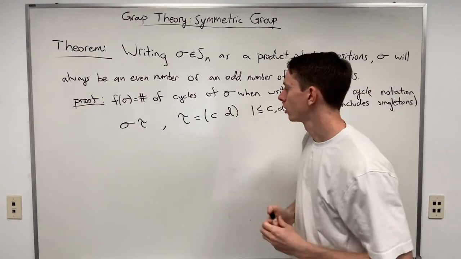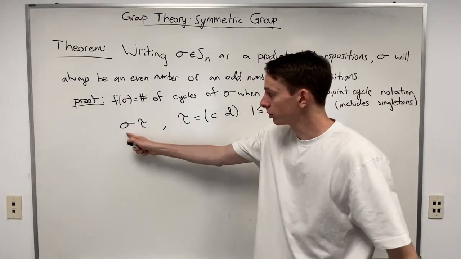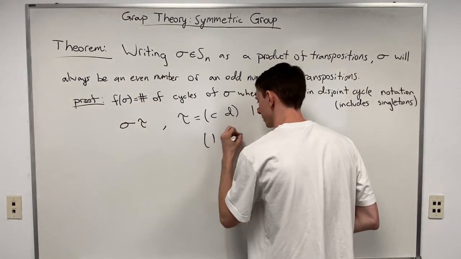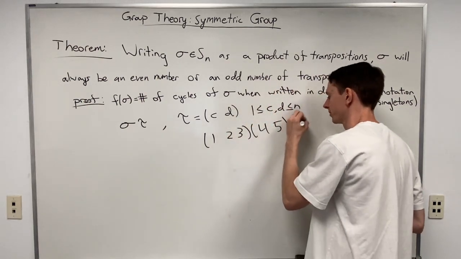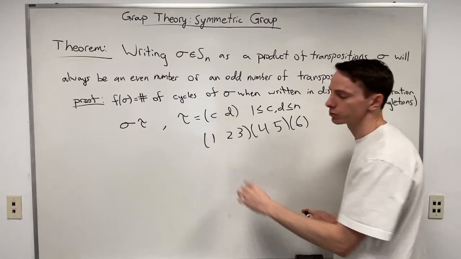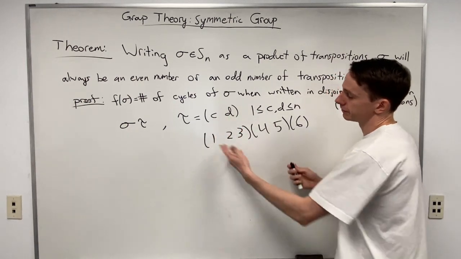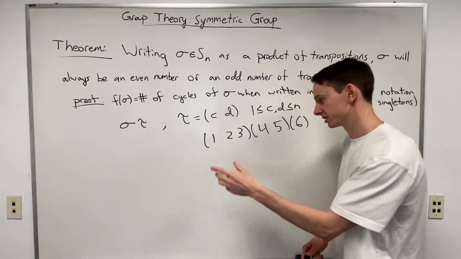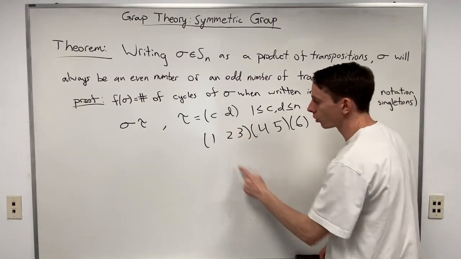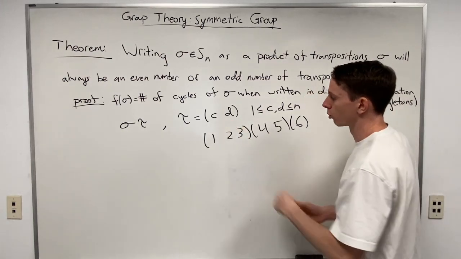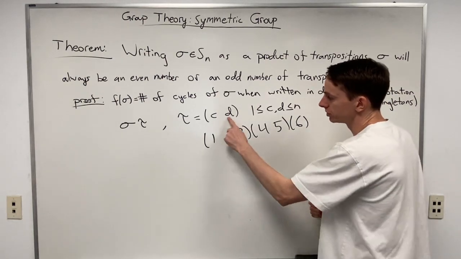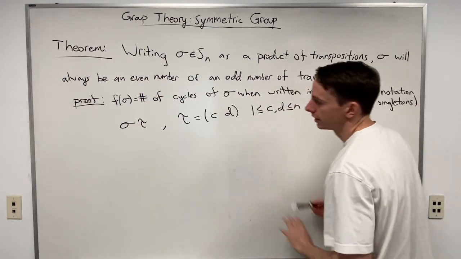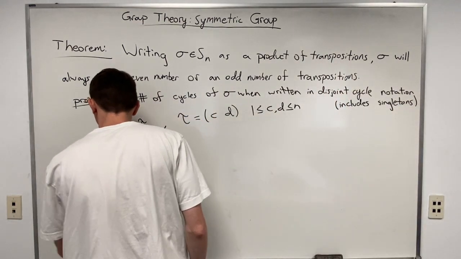The question then is, if c and d are written somewhere in the expression for sigma, where are they contained? Are they in the same cycle within sigma, or in different cycles within sigma? Let me go back to the example. If c and d were the numbers 1 and 2, then we would say 1 and 2 are in the same sigma cycle. But maybe c and d are 1 and 4, or 1 and 6, where these two numbers are contained in different cycles. Those are the two possible cases, and we want to examine what happens with both.